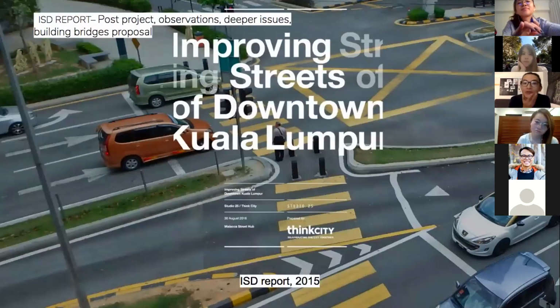After cycling, I was approached by Think City to start a project. They said I could come up with a report on where I feel the city can be improved. So the first project was actually called Building Bridges, but then it came to improving streets of downtown KL. It's called ISD report for short. It's actually a street audit report of downtown KL and recommendations. This was done immediately after the cycling map project.